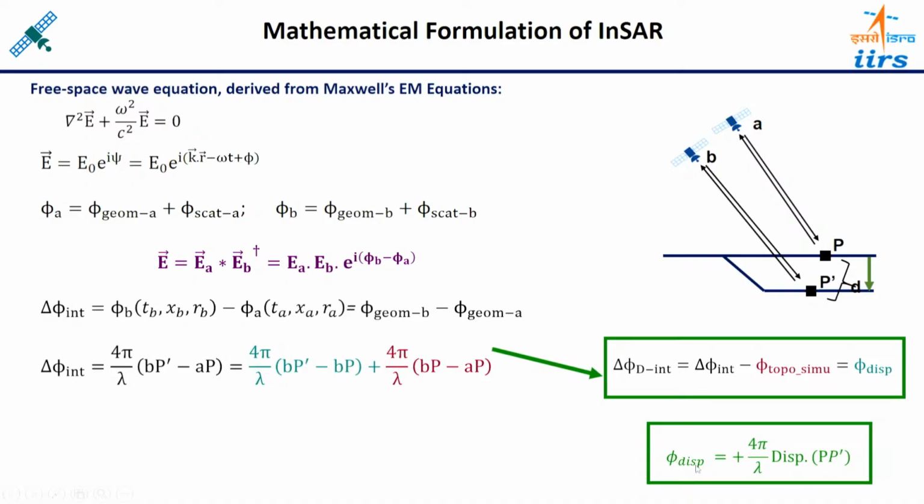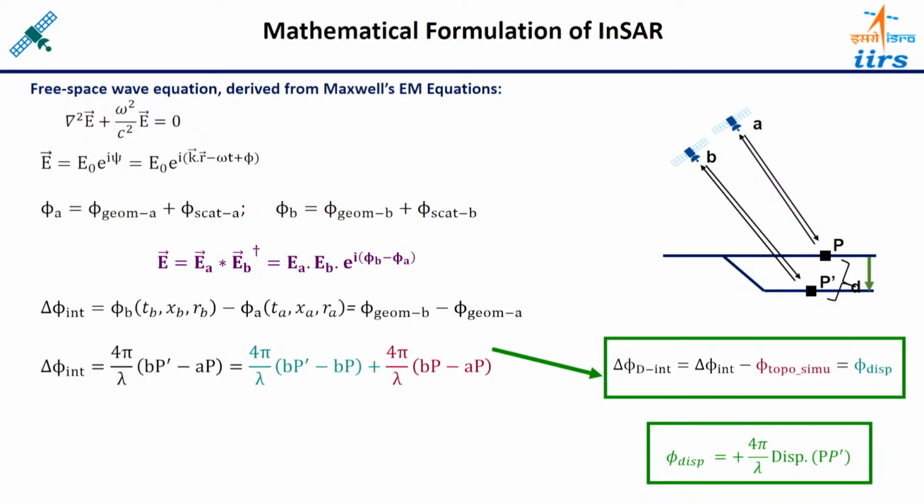So this phase displacement phase you can calculate from this relationship 4 pi upon lambda. Lambda is known, 4 pi is constant, so this can be calculated. So in this way, by combining the phases of the two SAR signals, we can calculate the deformation in this particular manner.